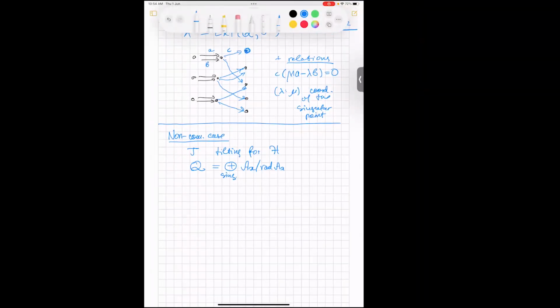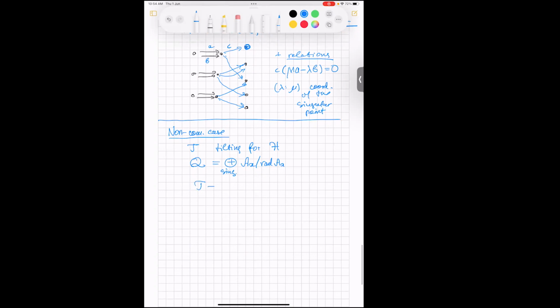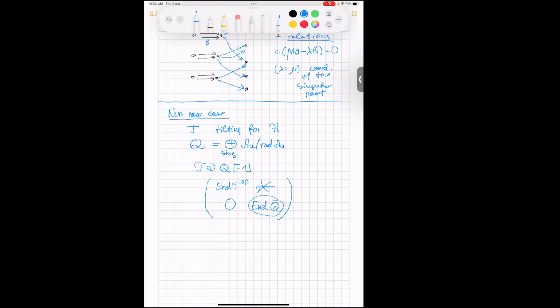Then we must take, again, T plus Q minus 1. And again, we have the same. We have here and T opposite. Here we have and Q. And again, the same. Now, what is it? This is again very simple.